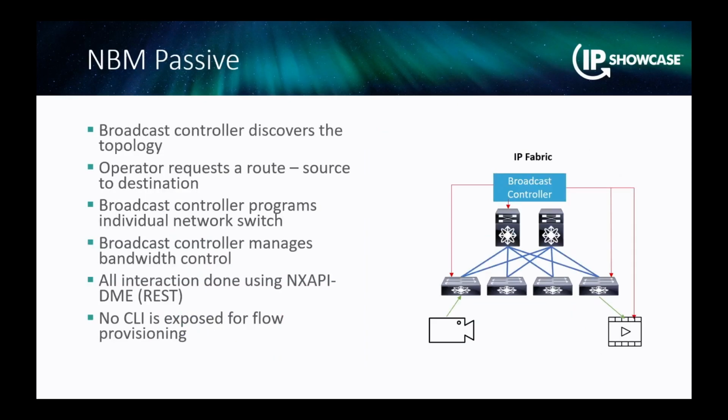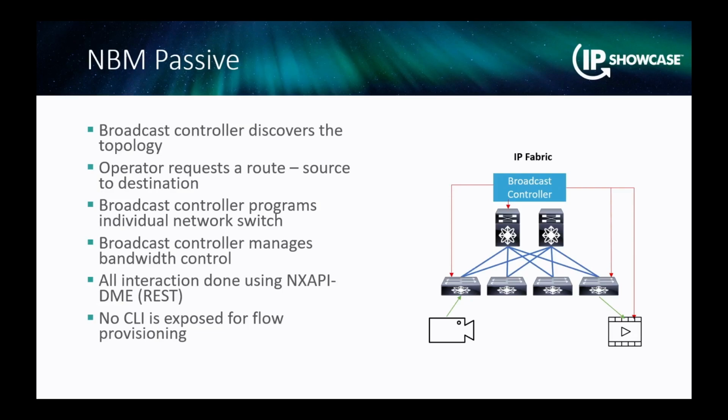In NBM passive, we have the broadcast controller taking control over the whole network, which includes endpoints and the switches themselves. There is a set of APIs exposed on the switches, where that configuration is pushed, so you know where the sender is and where the receiver is, and the network just follows those instructions. There is no CLI exposed, so you cannot go to the switch and tell it to do this. You simply have to do it through a controller which uses those APIs. Simply, you have a single place where you can apply all that configuration.